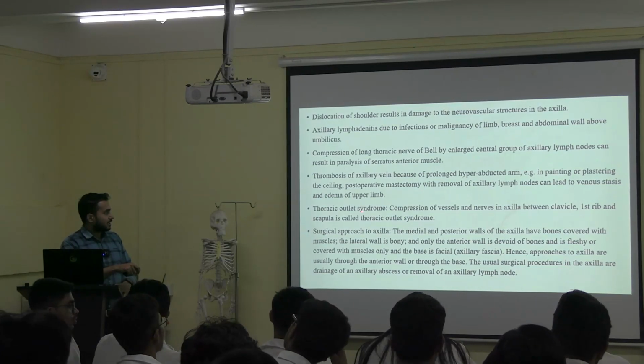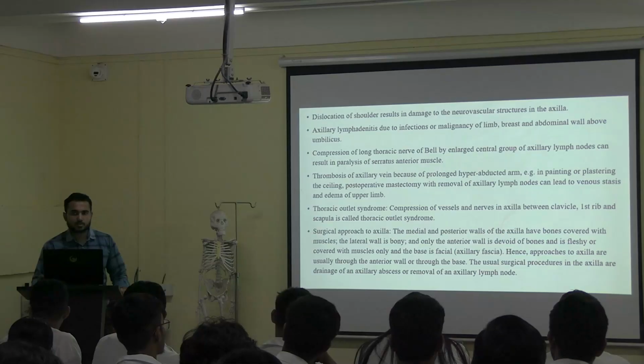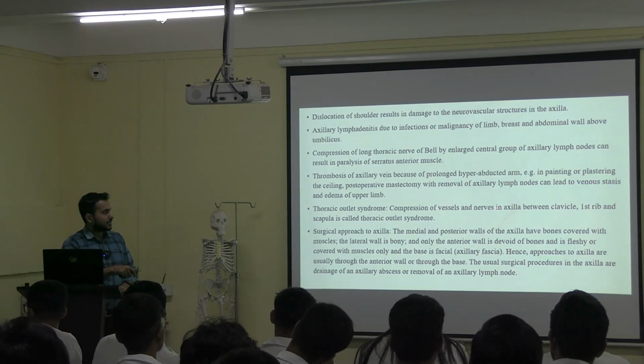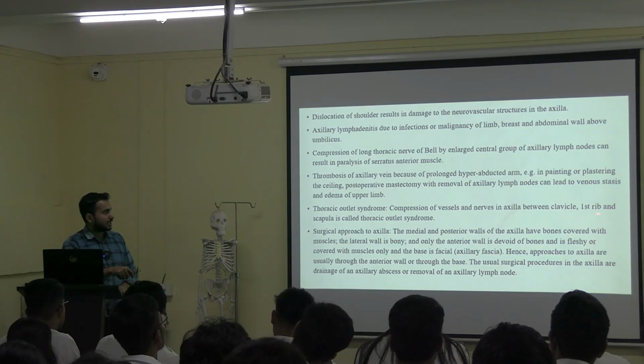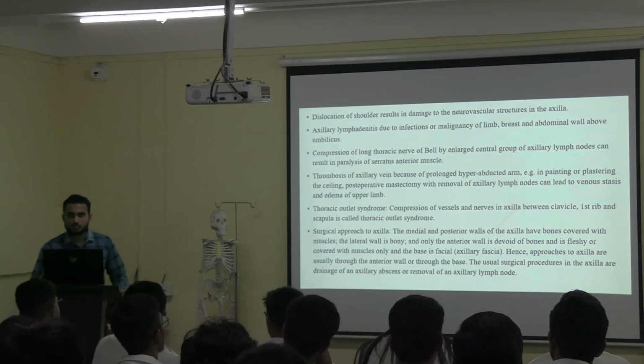Then thoracic outlet syndrome. This you will not understand now because this is completely related to the thorax. So what happens in it? There is compression of the vessels and nerves in the axilla between the clavicle, the first rib and the scapula, called thoracic outlet syndrome.